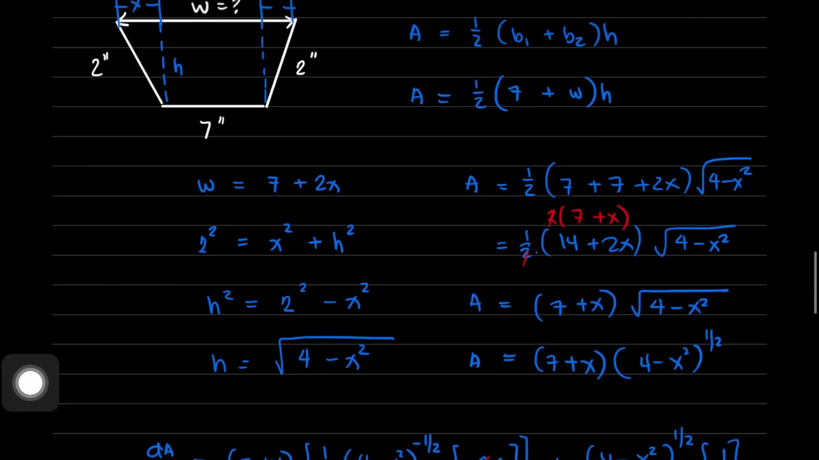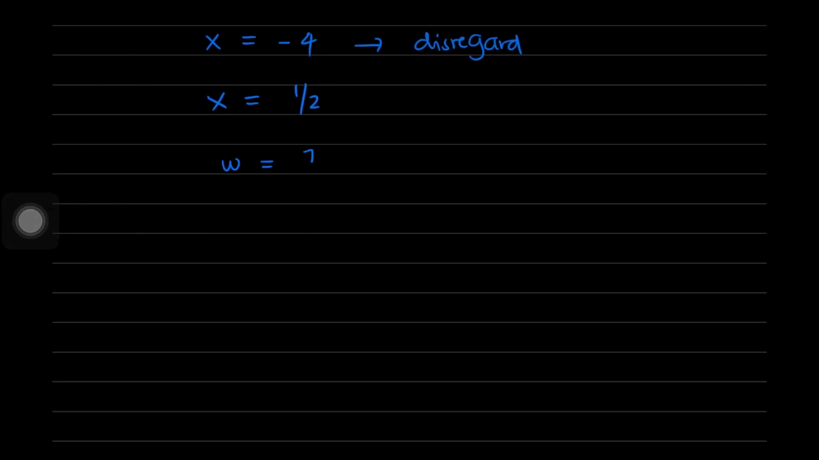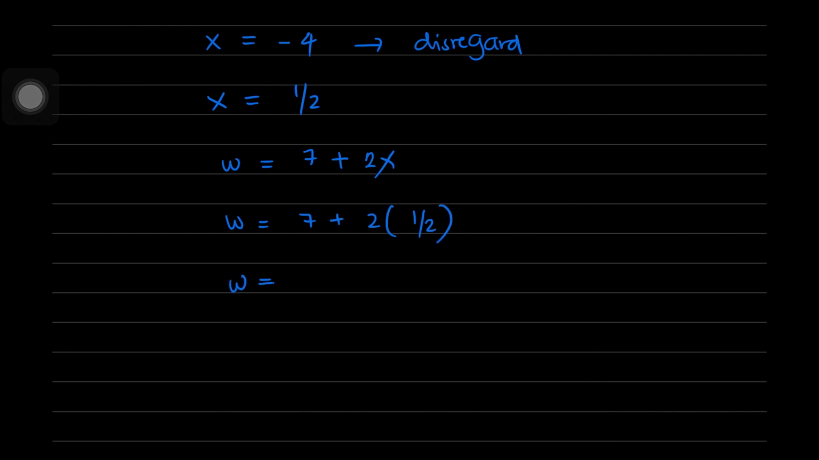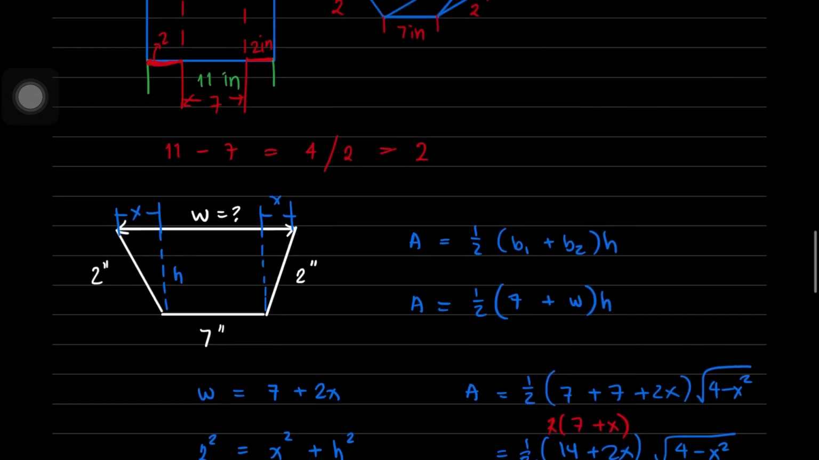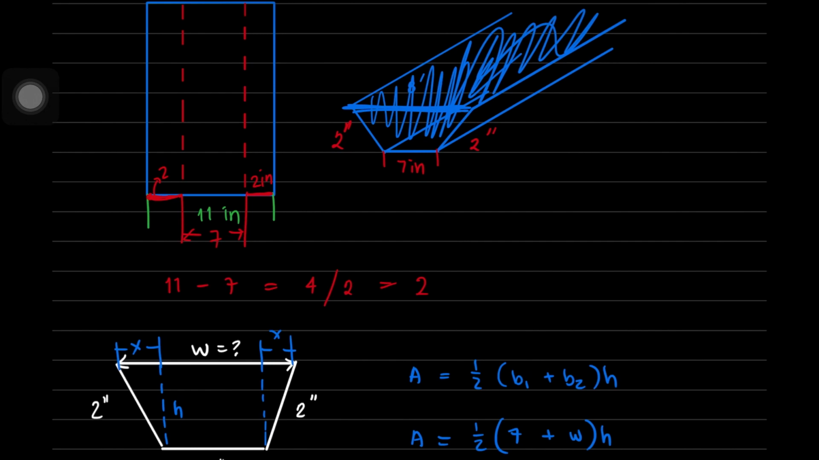Alright, and the width is equal to 7 plus 2x. So if we're going to use that equation, w equals 7 plus 2x, and x was solved to be 1/2, then width is equal to 7 plus 2 multiplied by 1/2, or width is now equal to 8. And the unit for that one would be 8 inches. So if we're going to go back to our figure here, the width across the top must be 8 inches so that the maximum carrying capacity of this trapezoidal gutter will be maximum.